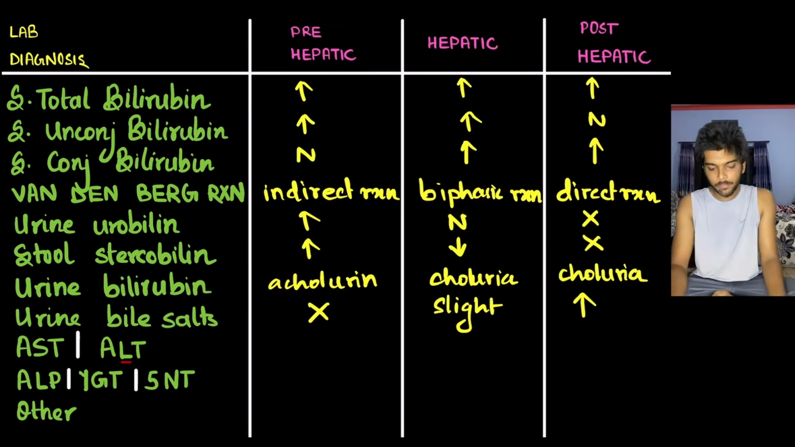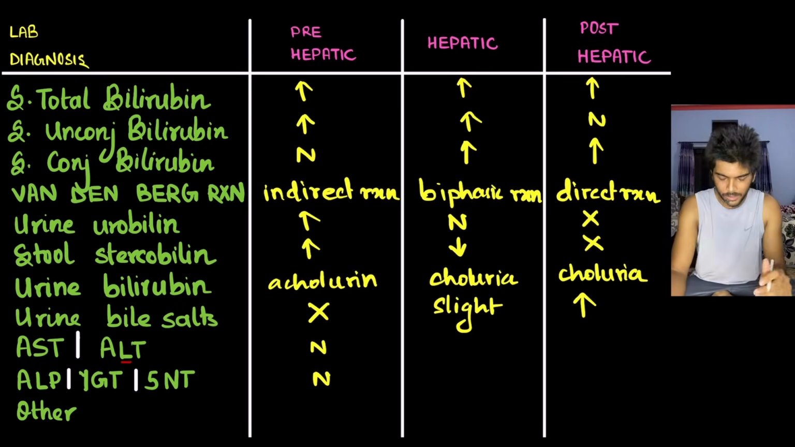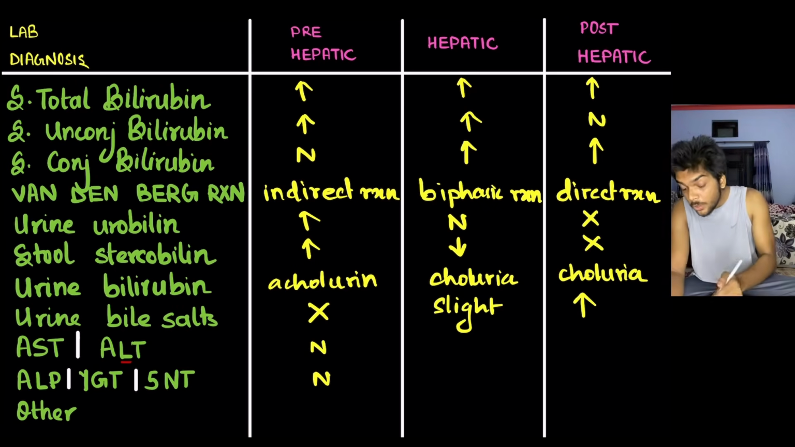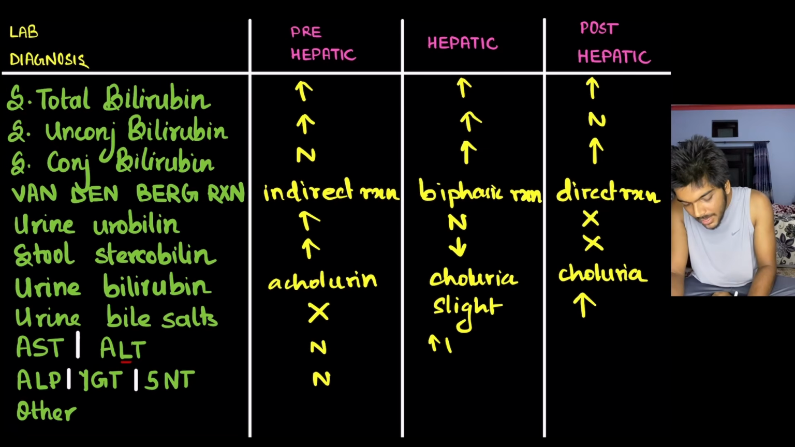AST, ALT. Okay. In prehepatic, AST, ALT level is normal. ALP, gamma GT level is also normal. We need to distinguish between hepatic and post-hepatic jaundice. In hepatic jaundice, since first there is hepatocellular damage, there is leakage of AST, ALT. So there is fast and significant rise in AST, ALT.